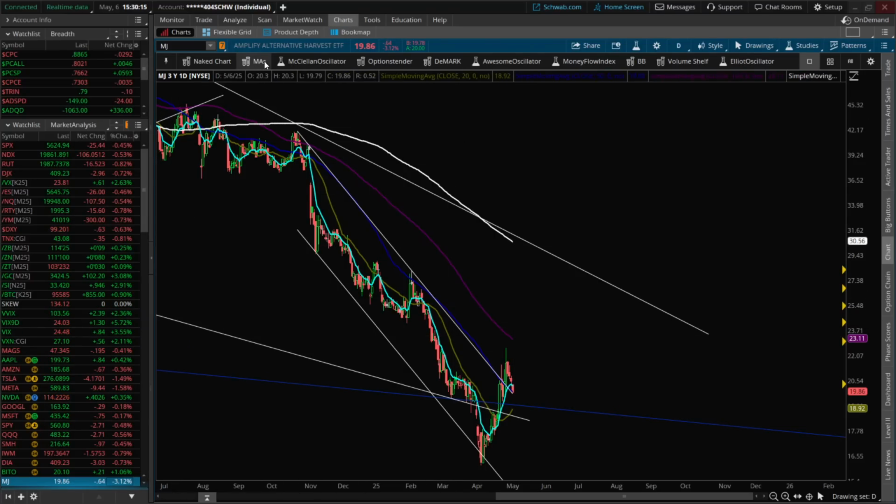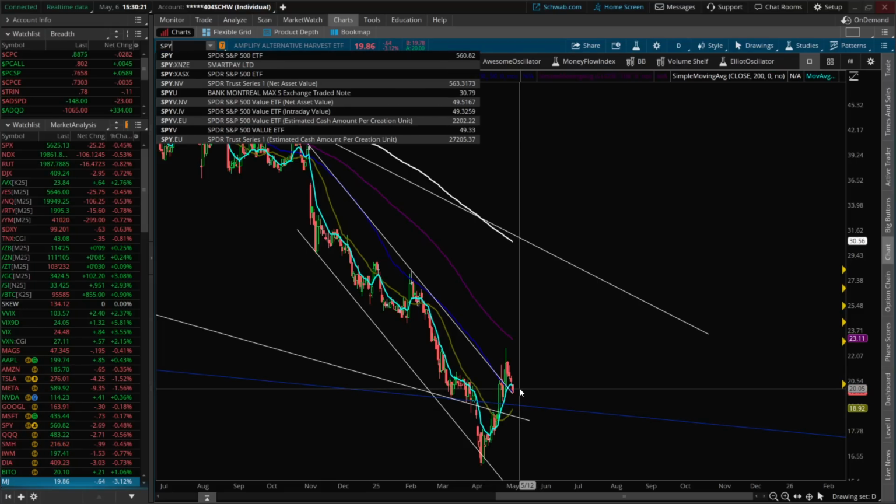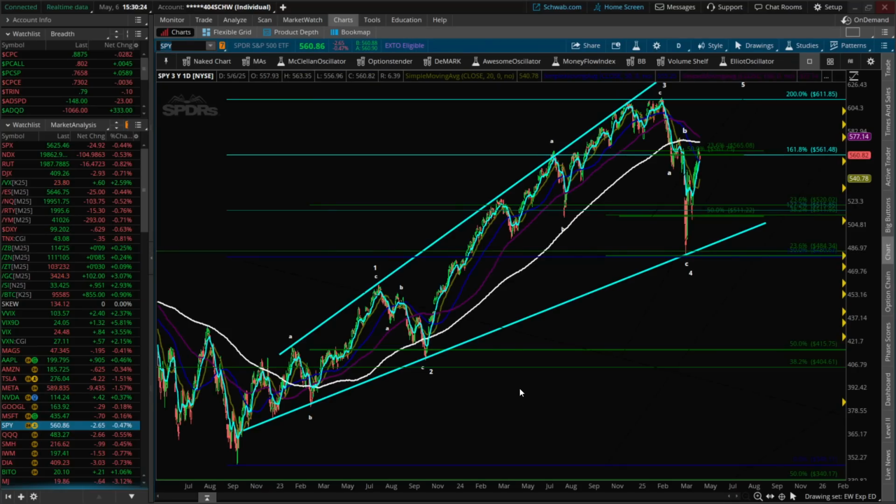Now, let's go to SPY. And you don't have to use the spreads. You can use an outright, naked calls and such. Just give yourself plenty of time on those.